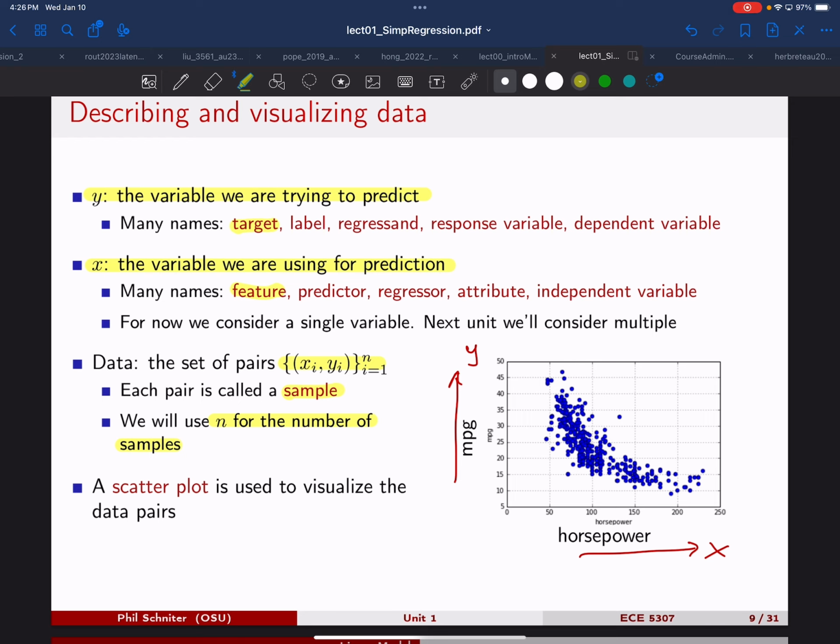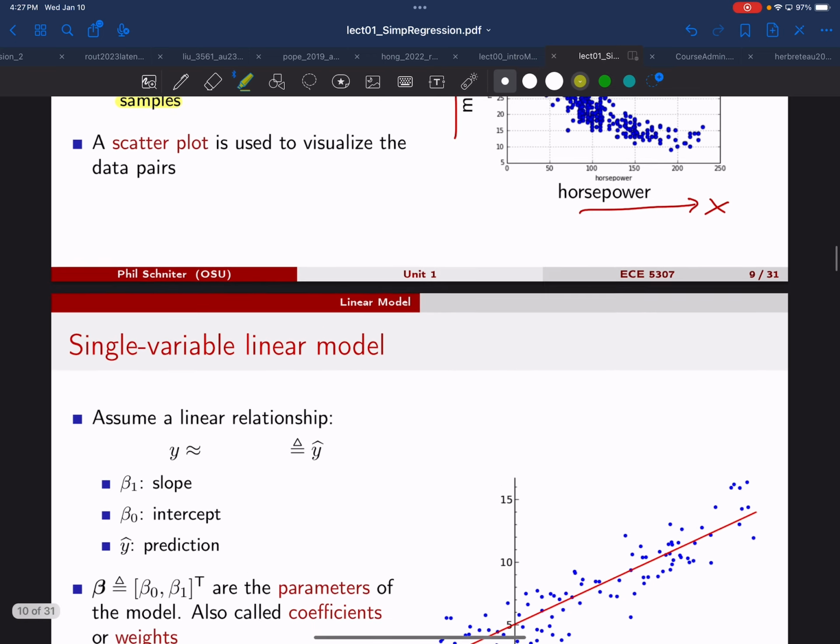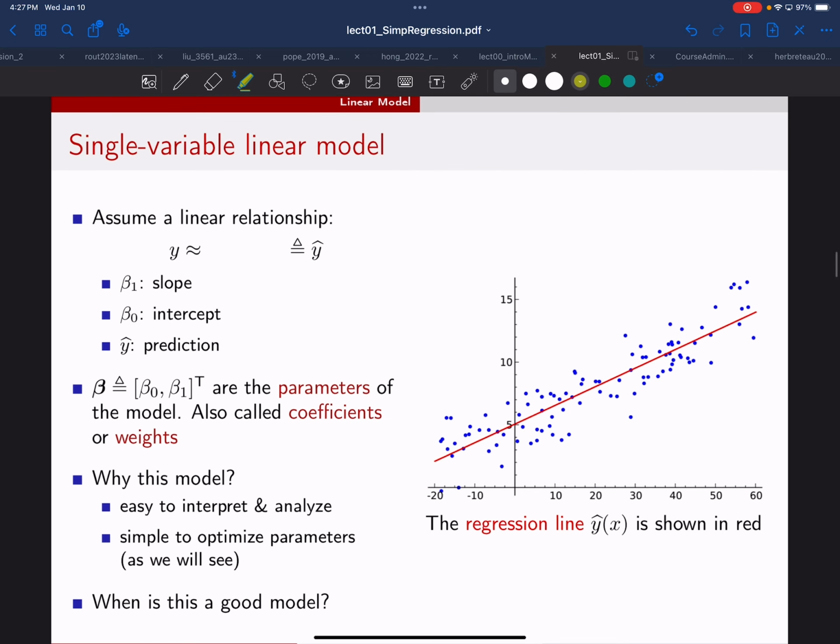Okay, and then this thing on the right is our scatter plot. Okay, any questions so far? Okay, great. So now we can come back to this idea of a linear model, and we need to write this mathematically.